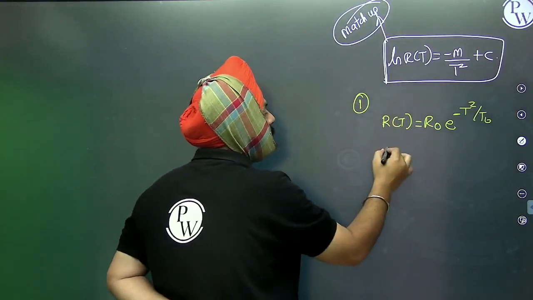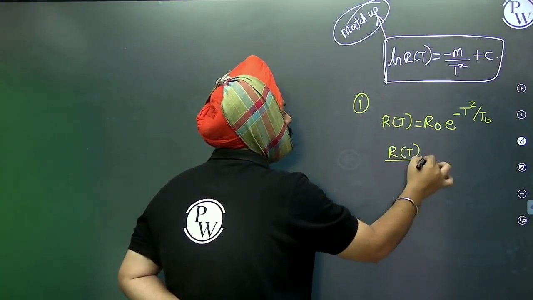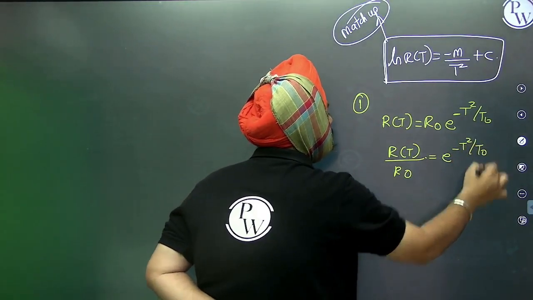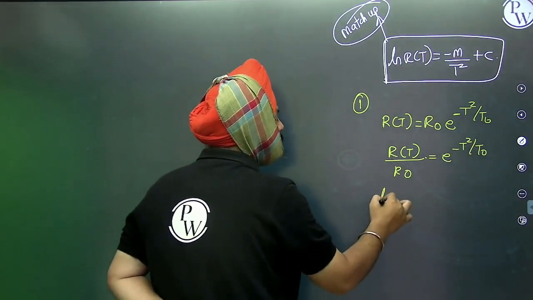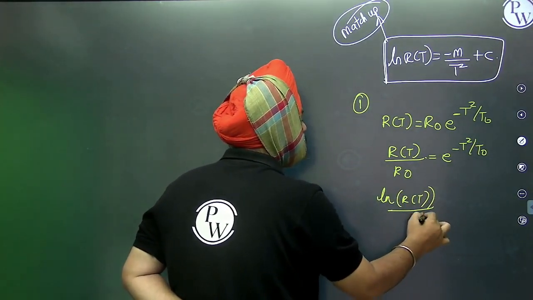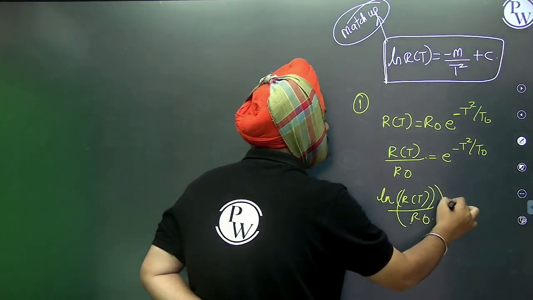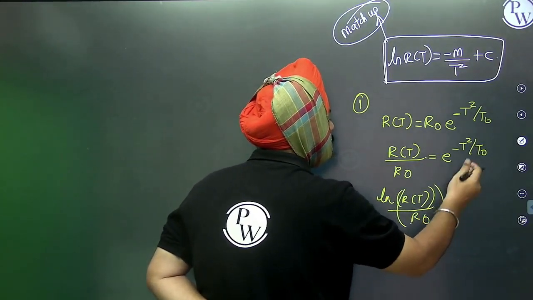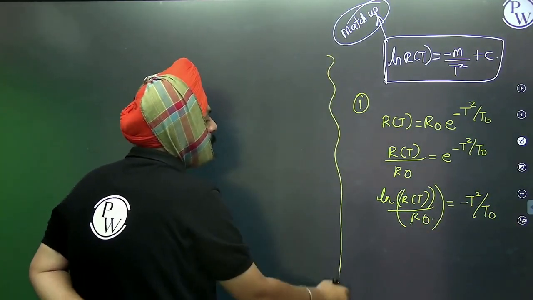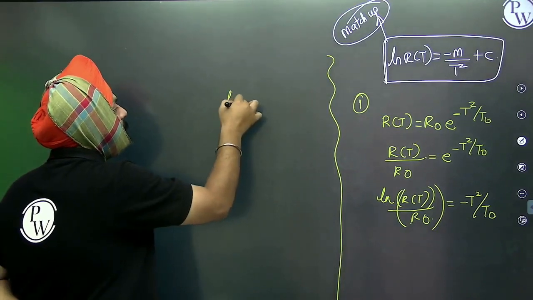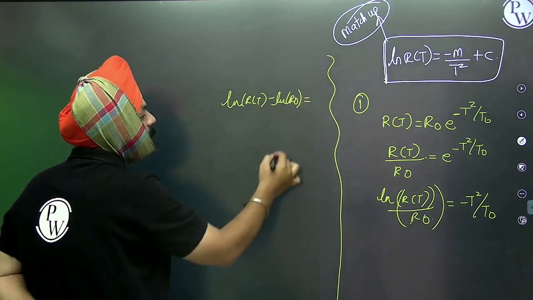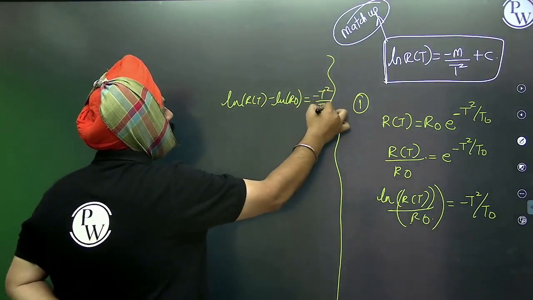Suppose r(t) by r(0) is e raised to minus t square by t0. So I can say ln of r(t) divided by r(0) is equivalent to minus t square by t0. Now, further resolving it: ln r(t) minus ln r(0) is equal to minus t square by t0.